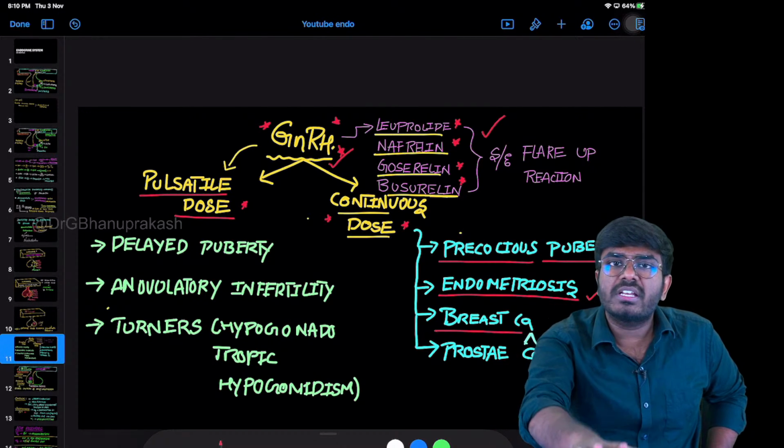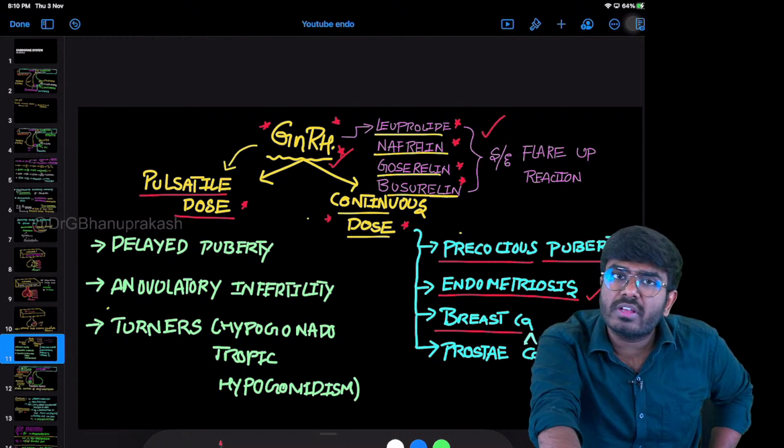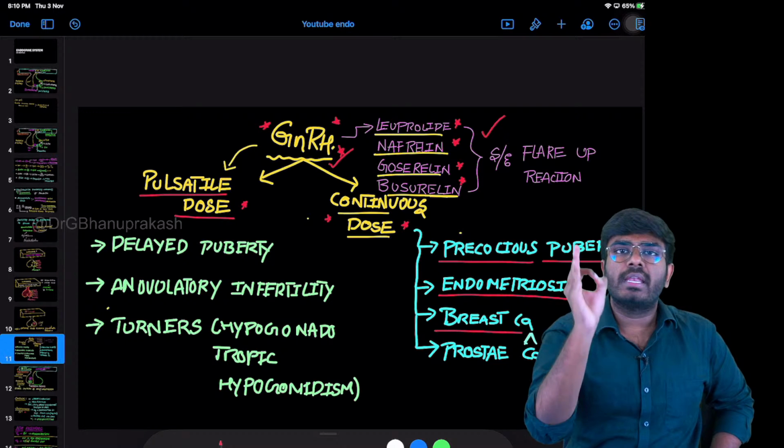What you have to do? You have to decrease the estrogen levels. How can you decrease the estrogen levels? Simple. Give GnRH analogues in a continuous dose.